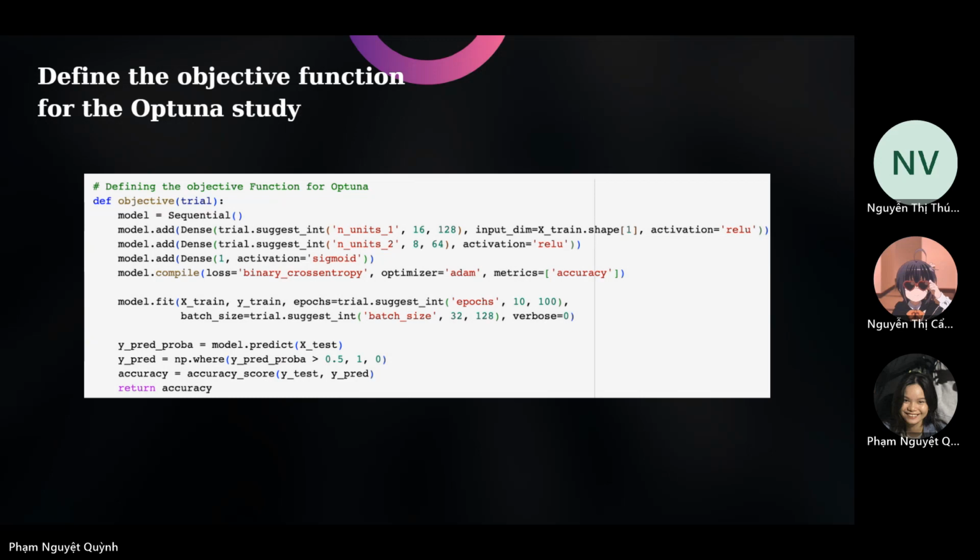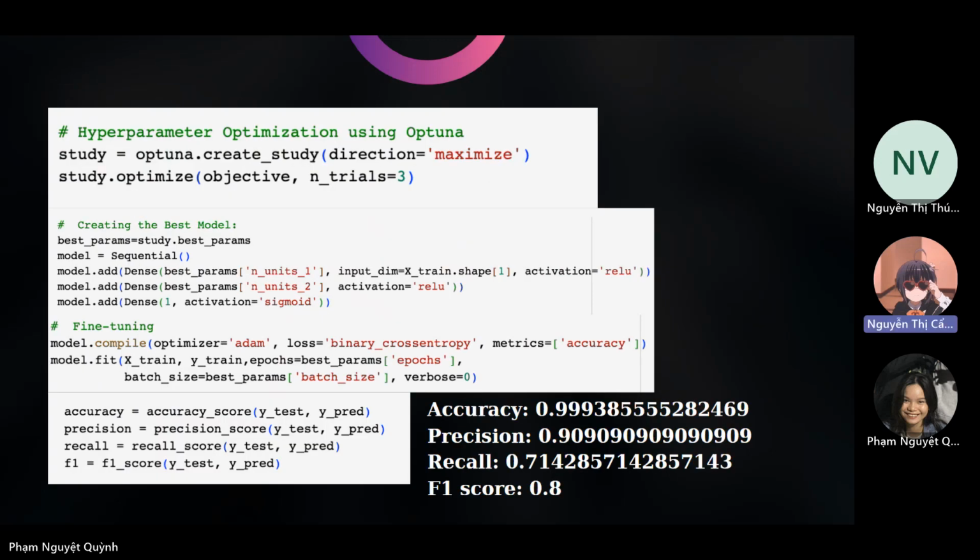The next step: the best hyperparameters obtained from the optimization are used to create a new fully connected neural network model with the best architecture. Then the model is compiled with the Adam optimizer and trained on the entire training data with the fit method.